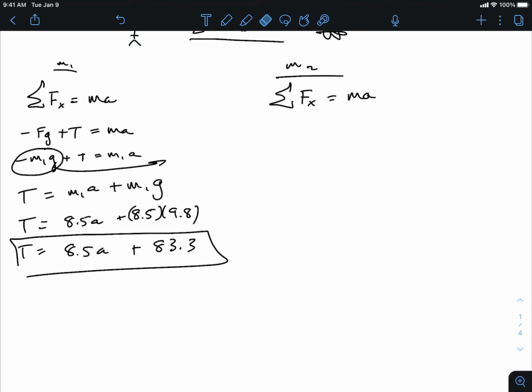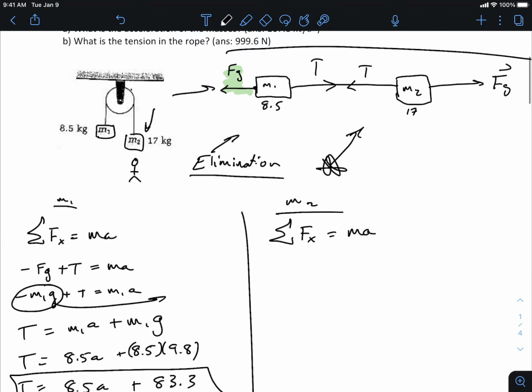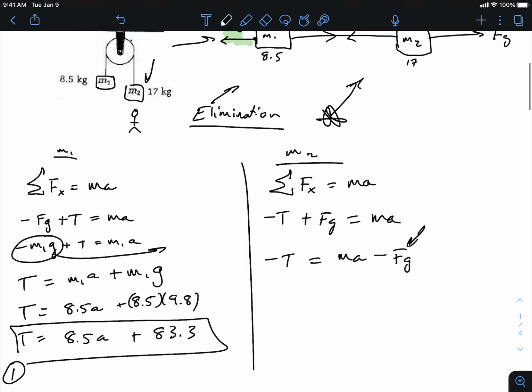You have an equation. This is equation 1 for mass 1. Now jump over and do the same thing for M2 over here. This time though, tension's negative, so we get negative tension, positive force of gravity, equal to MA. If you want to get this by itself, negative T is equal to MA minus the force of gravity, which is mg. Plug in the numbers, and these are M2s, right?